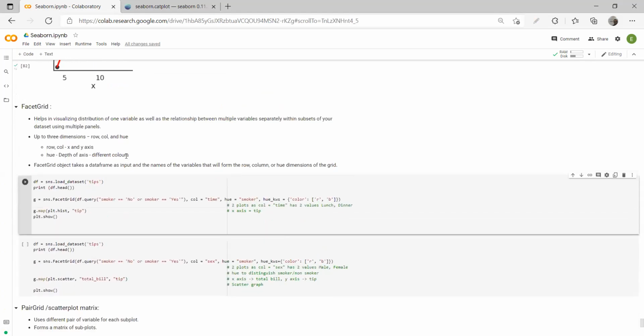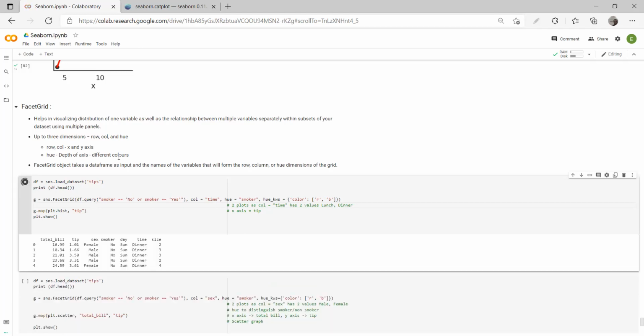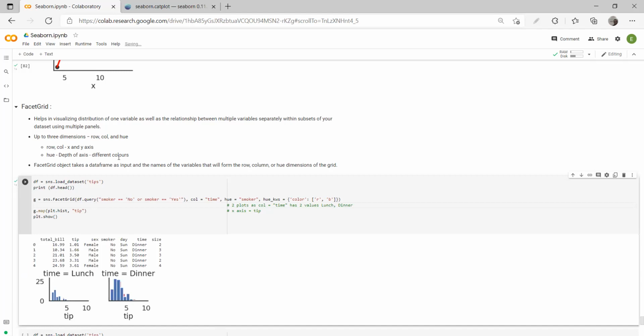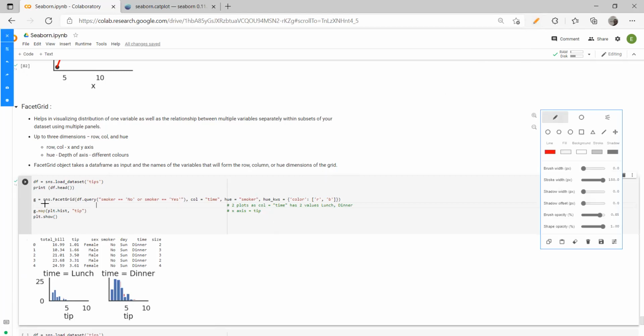Then let's go to the next thing, facet grid. It is again for visualizing rows and columns, and so on, if you have multiple variables. So let's see what a facet grid looks like.